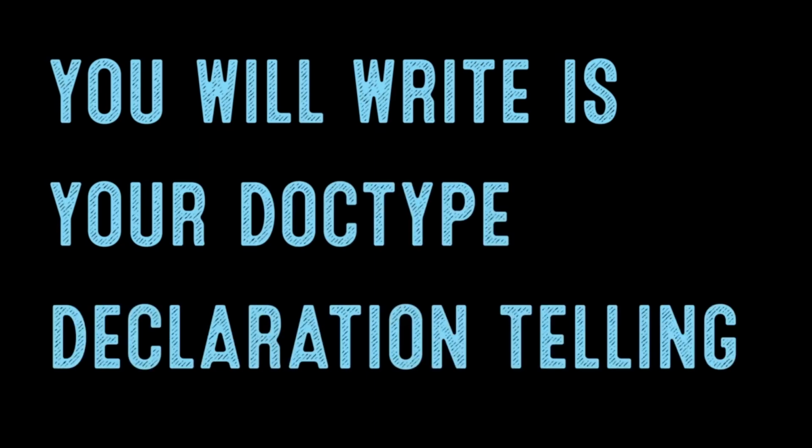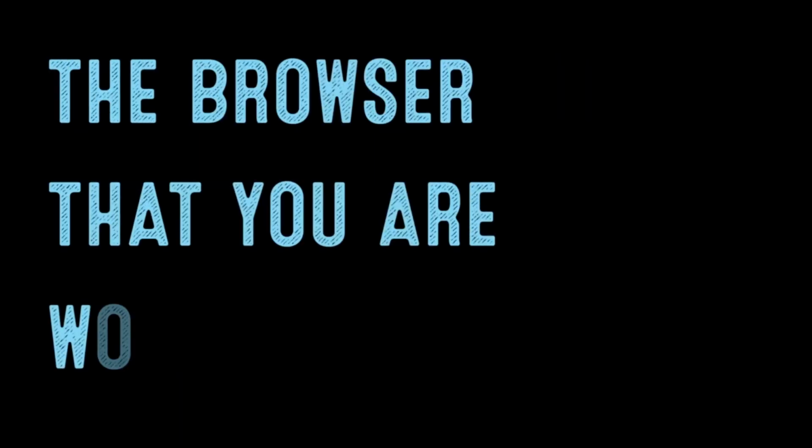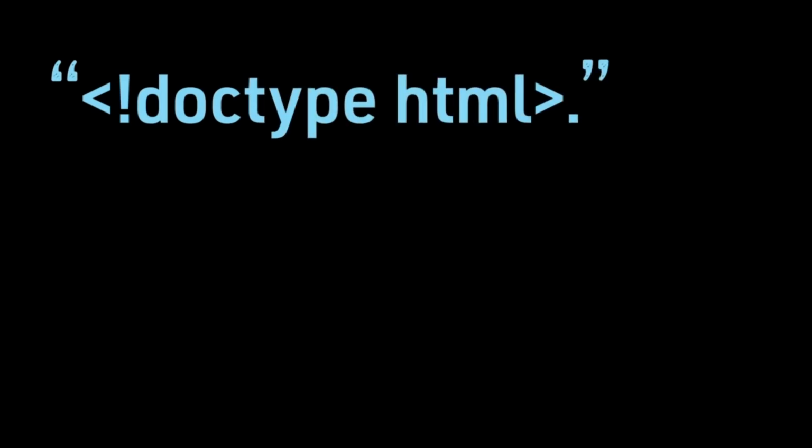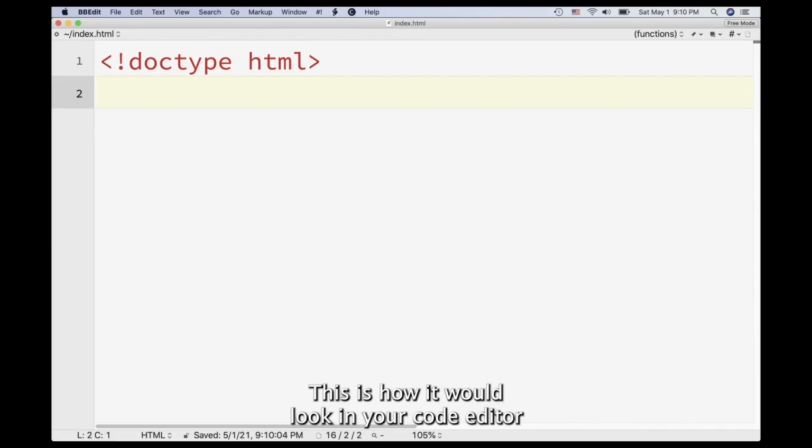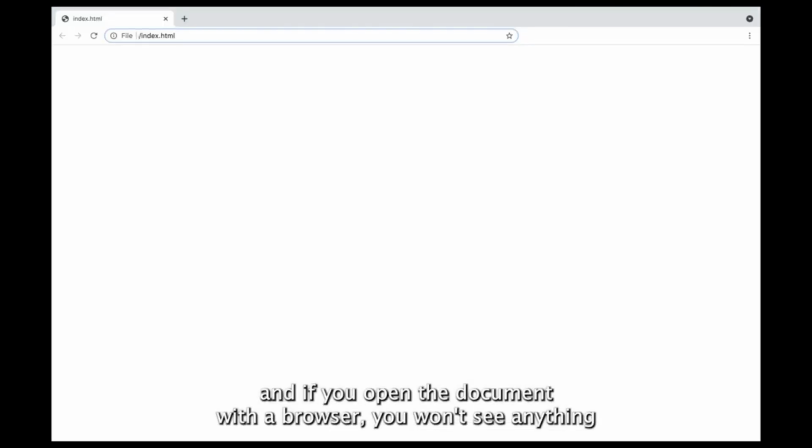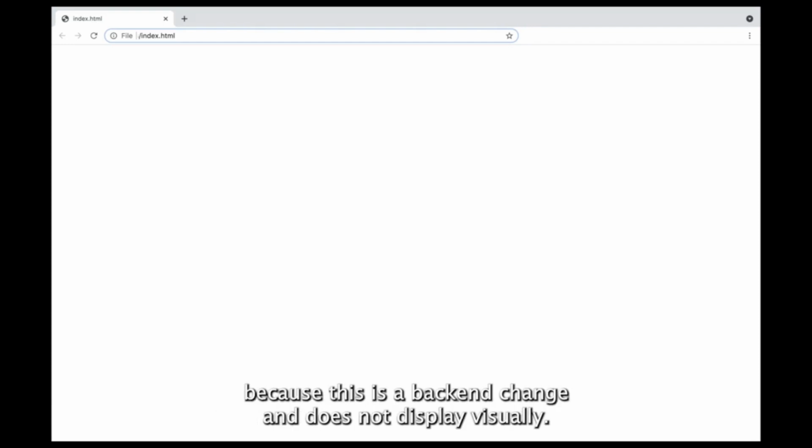The first thing you will write is your doctype declaration, telling the browser that you are working in HTML5. Less than sign, exclamation point, doctype, HTML, greater than sign. This is how it would look in your code editor, and if you open the document with a browser, you won't see anything because this is a backend change and does not display visually.